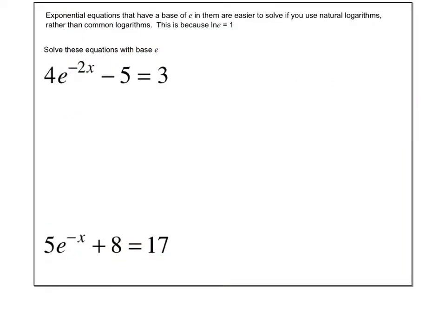Exponential equations that have base e are easier to solve if you use the natural logs, because the natural log of e equals 1. If you go to this fact, the ln of e equals 1, and that's true because of my base here, e to the 1 power equals e. Okay, so when I solve these equations, I want to first and foremost isolate my base, which again I've underlined to be e.